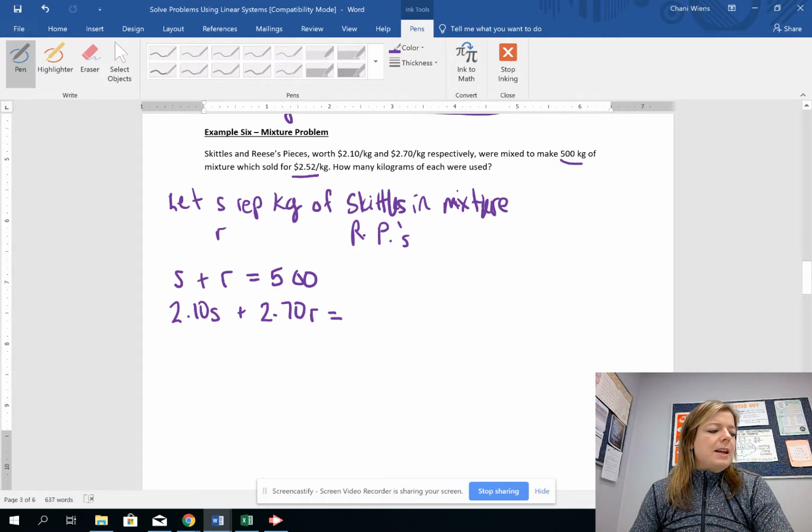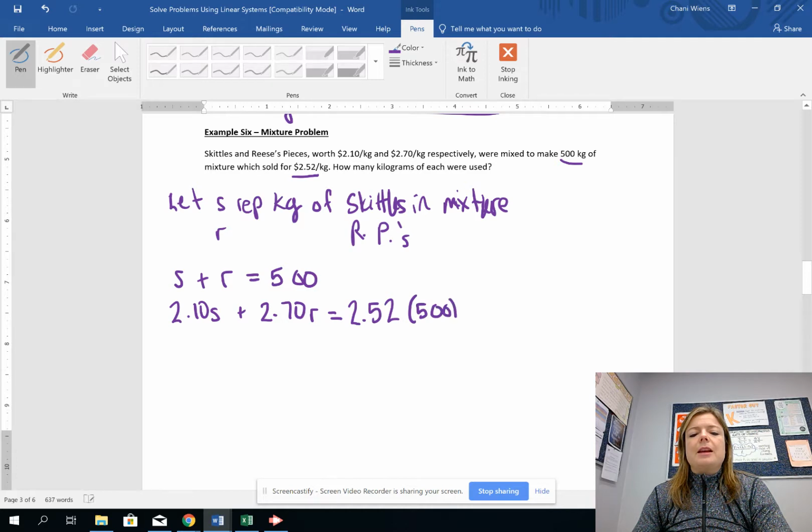So again, it doesn't make sense to put just $2.52. Notice that it's always a dollar amount times kilograms, dollar amount times kilograms. So we need a dollar amount times kilograms. This is the total price spent on the mixture, $2.52 times the 500 kilograms that it is. So we can simplify this to 2.1S plus 2.7R equals, and $2.52 times 500 is $1260.